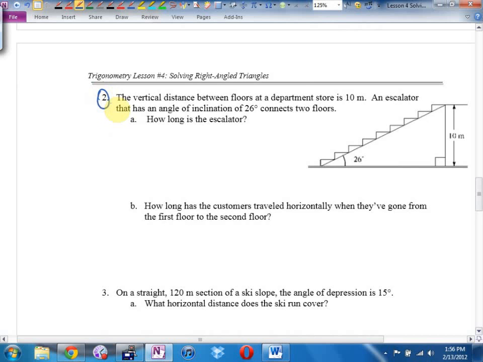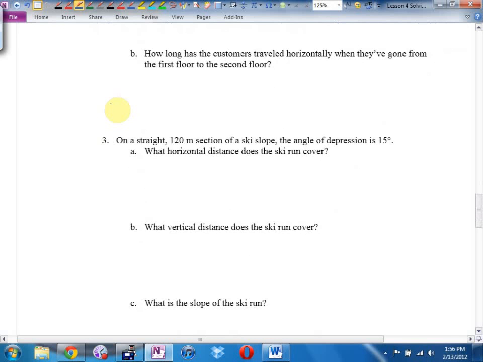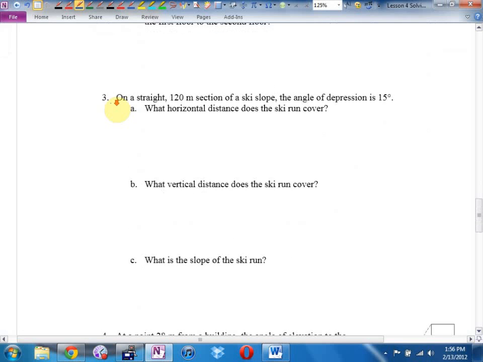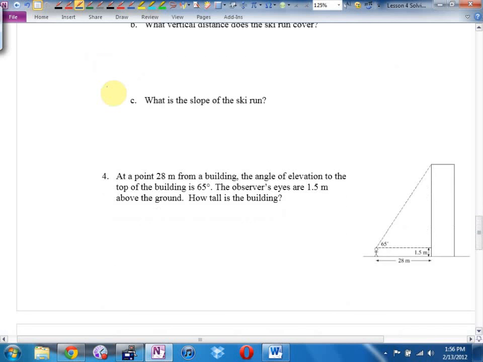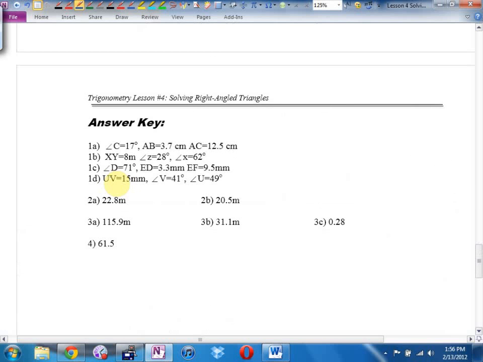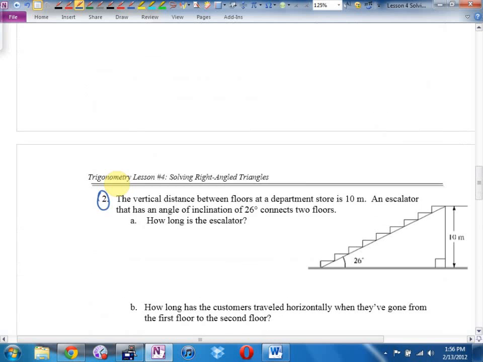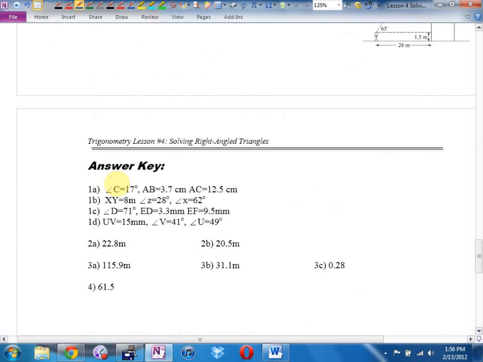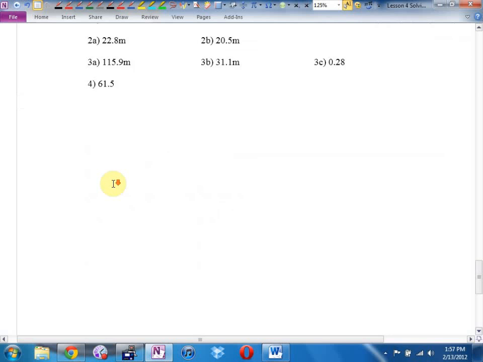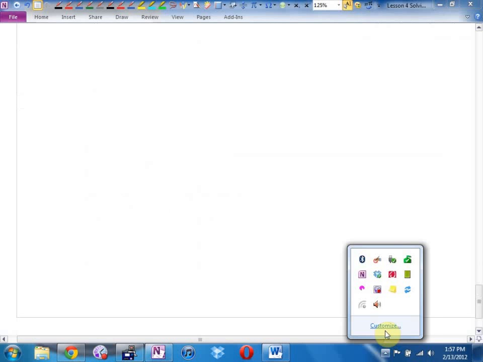Number two. Number three. Number four. I think you can expect a take-home quiz on SOH CAH TOA either on Friday or on Monday of next week. Okay? Then we move into the newer stuff.